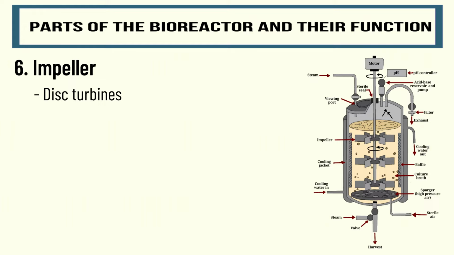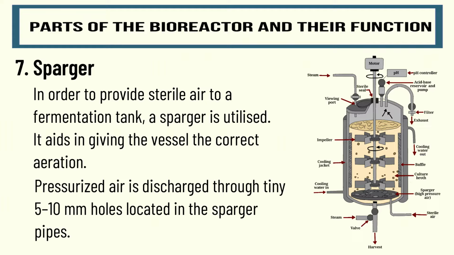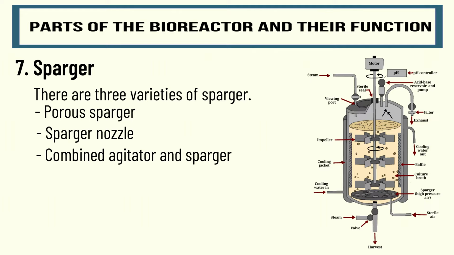Number 7. Sparger. In order to provide sterile air to a fermentation tank, a sparger is utilized. It aids in giving the vessel the correct aeration. Pressurized air is discharged through tiny 5 to 10 mm holes located in the sparger pipes. There are three varieties of spargers: porous spargers, sparger nozzle, and combined agitator and sparger.